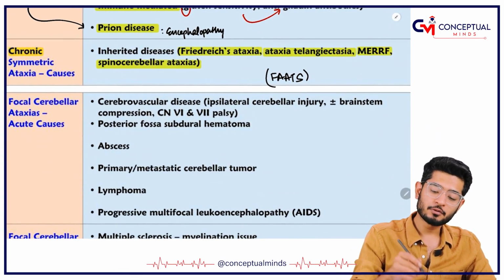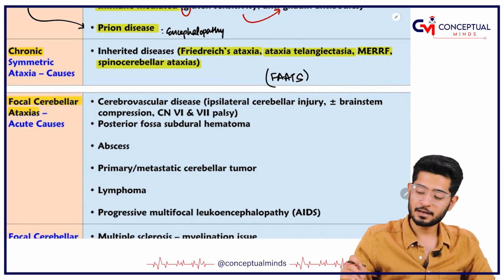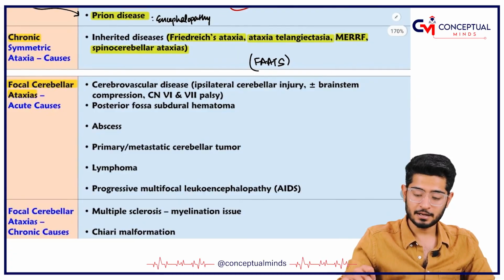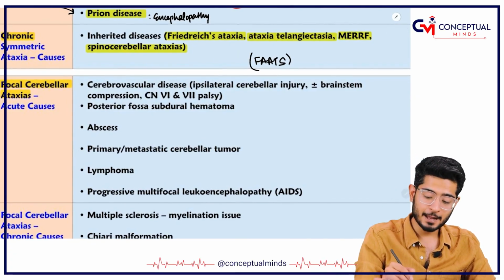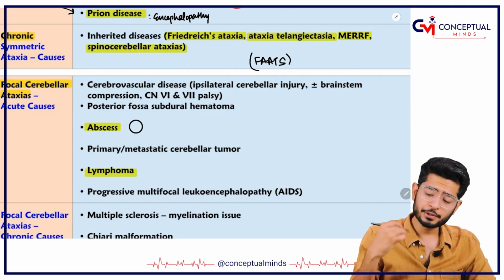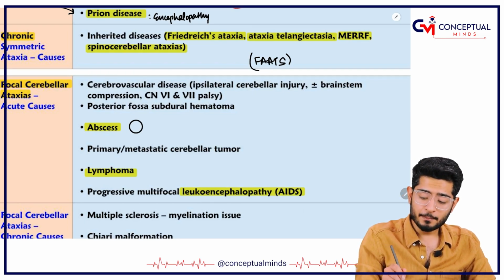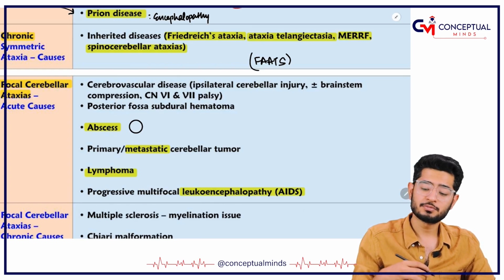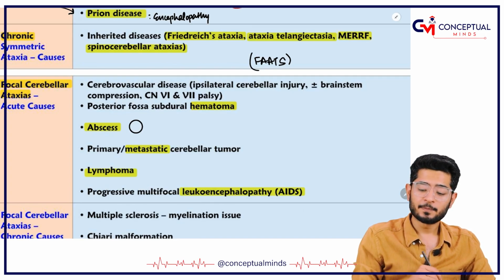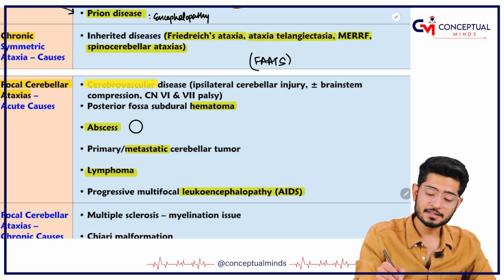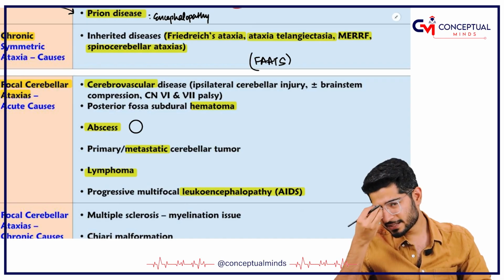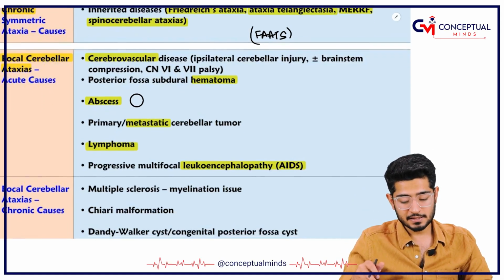Coming on to focal cerebellar ataxia. What are the causes of focal cerebellar ataxia? Focus, some focus is there, like abscess. Abscess is going to have a focus. There is lymphoma. Lymphoma is going to have a focus. There is progressive multifocal leukoencephalopathy in AIDS, that is also going to have a particular focus. Then you have got metastasis, then hematoma, then cerebrovascular disease. Cerebrovascular disease is a very acute thing to happen. So these things are going to be there.